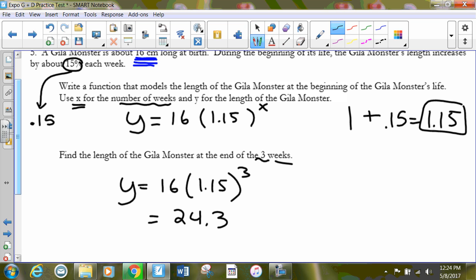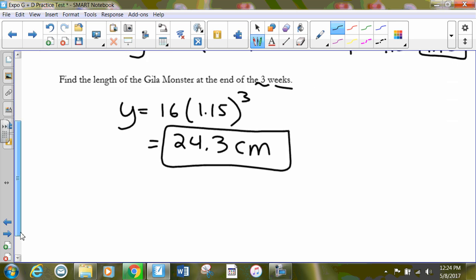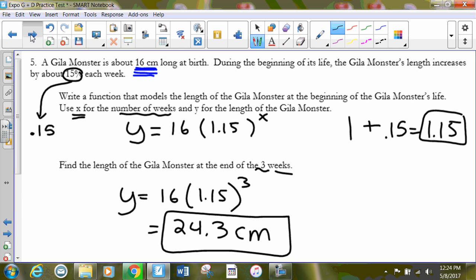24.334, we can just round off to 24.3. So that is, let's see, is that centimeters? Yep. In 3 weeks, this is how long the Gila monster is going to be. I'm not sure if the Gila monster grows tall or long. Is the Gila monster even real? I do not know. All right, so let's look at the next one.